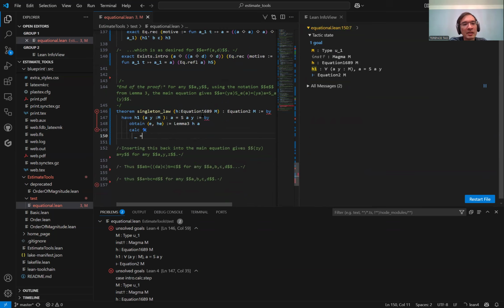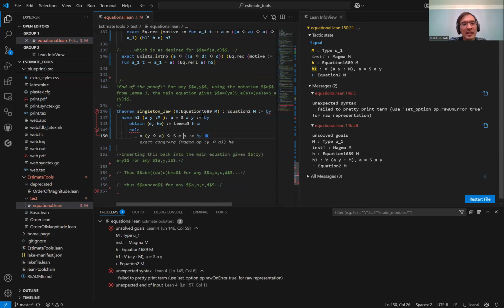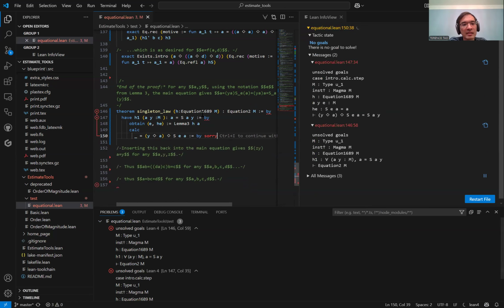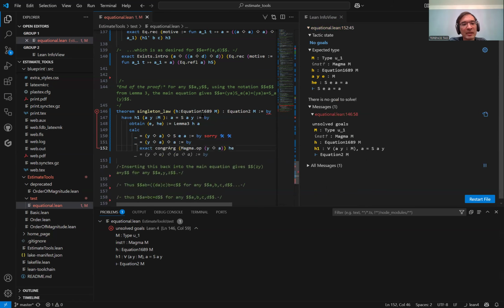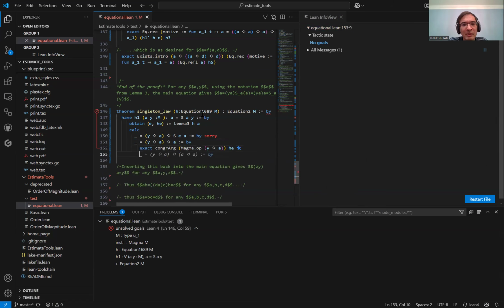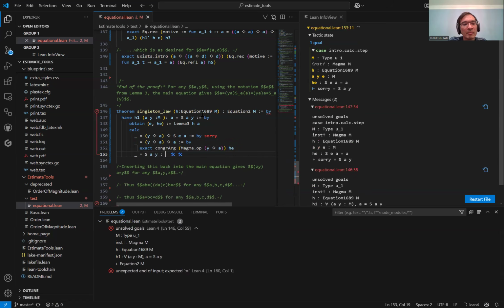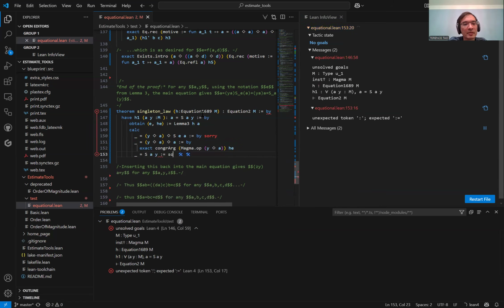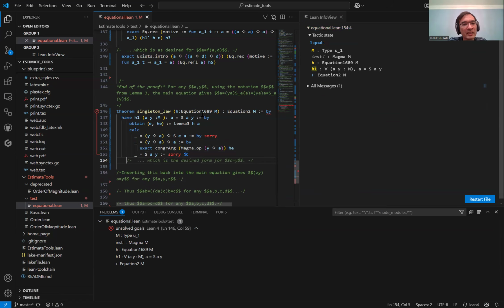Okay, so I want A to equal Y times A times SEA by some argument. That's supposed to equal Y times A times A by some other argument. Oh, that actually works. I'll keep it then. And that's supposed to equal SAY. Smart. So that's a working argument that will complete that goal.